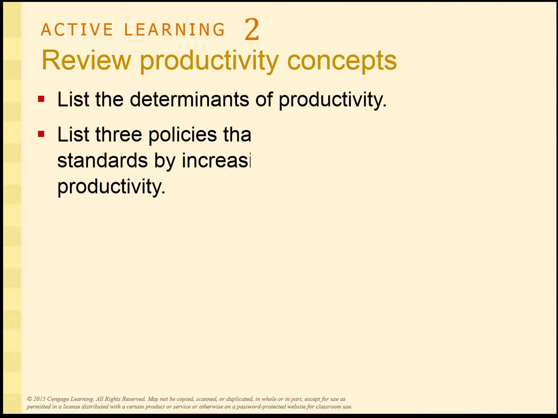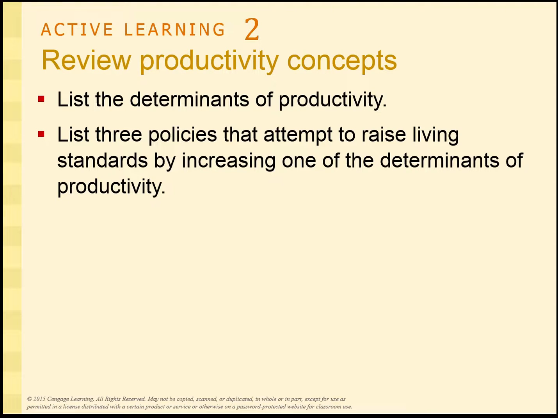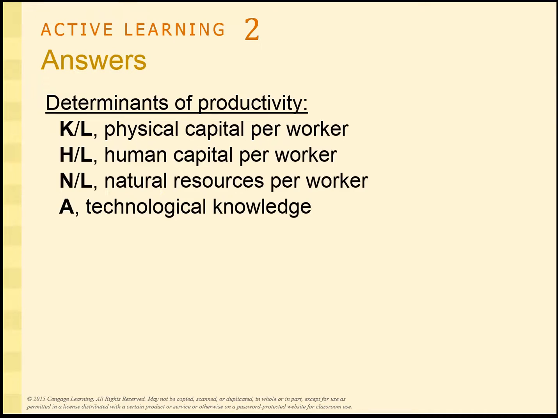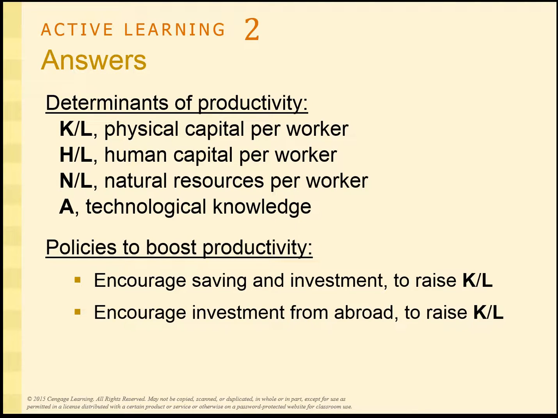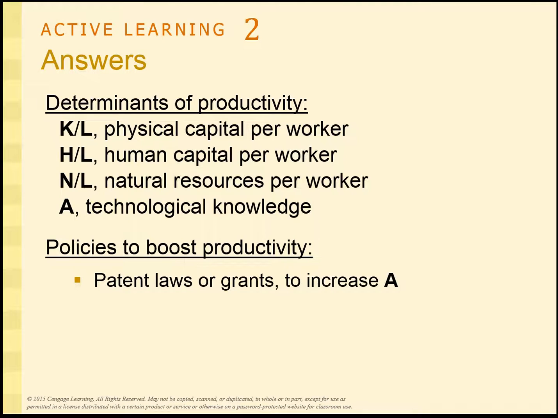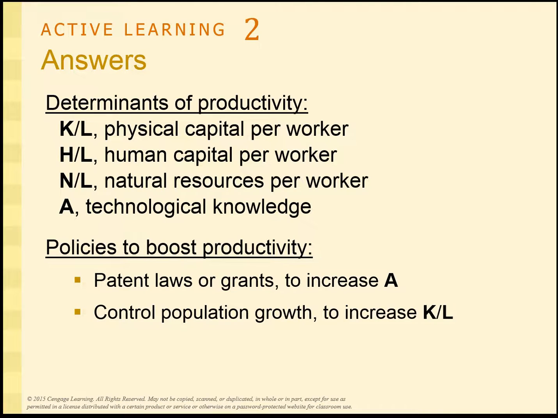All right, so just take a second and list the determinants of productivity and list 3 policies that attempt to raise living standards by increasing one of the determinants of productivity. All right, welcome back. So the determinants are these right here, right? The things that change Y over L are K over L, H over L, N over L, and A. And here are some policy ideas. Encourage savings and investment, which raises K over L. Encourage investment from abroad, or foreign direct investment, which raises K over L. If you provide public education, that raises H over L, right? If you have patent laws, it increases A. If you control population growth, then that's going to increase K over L and N over L and H over L, right? If your L goes down.